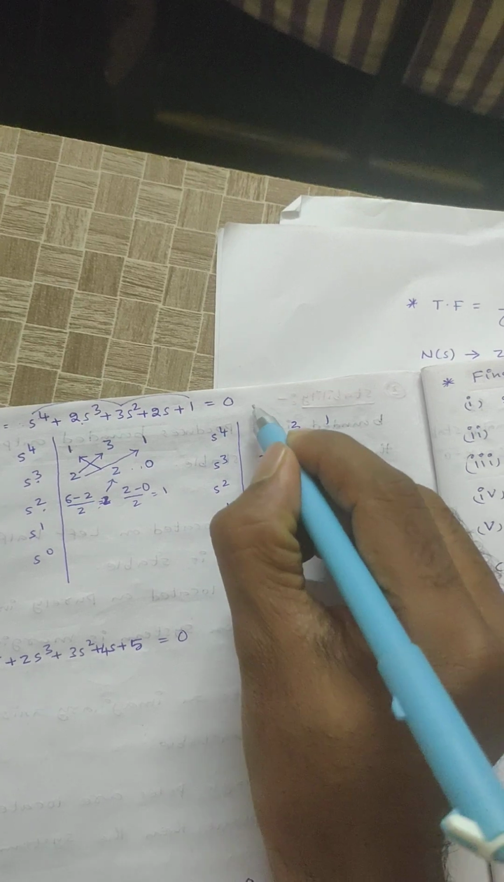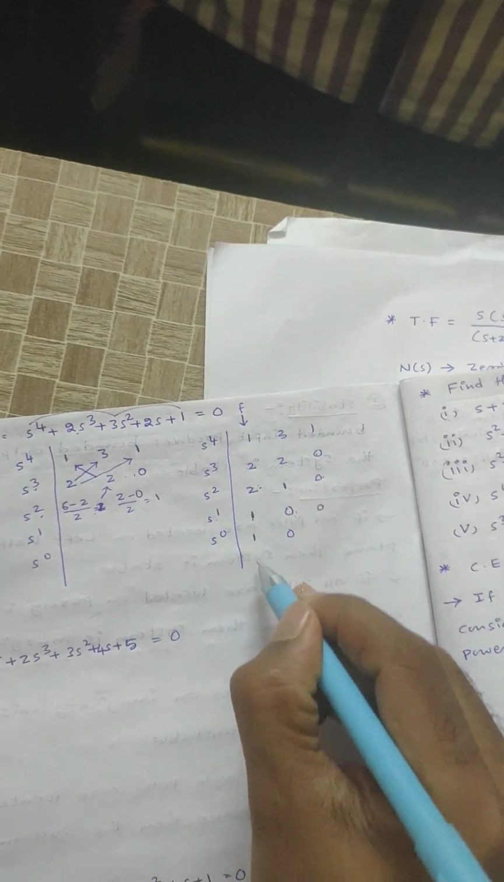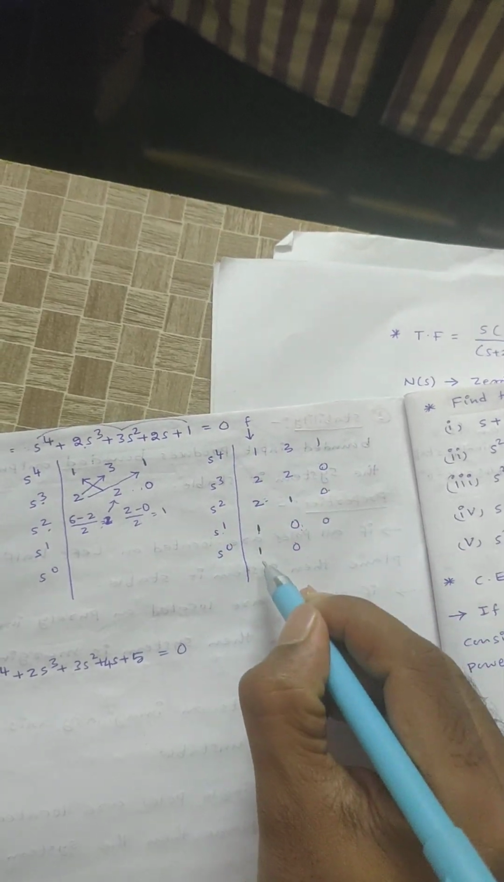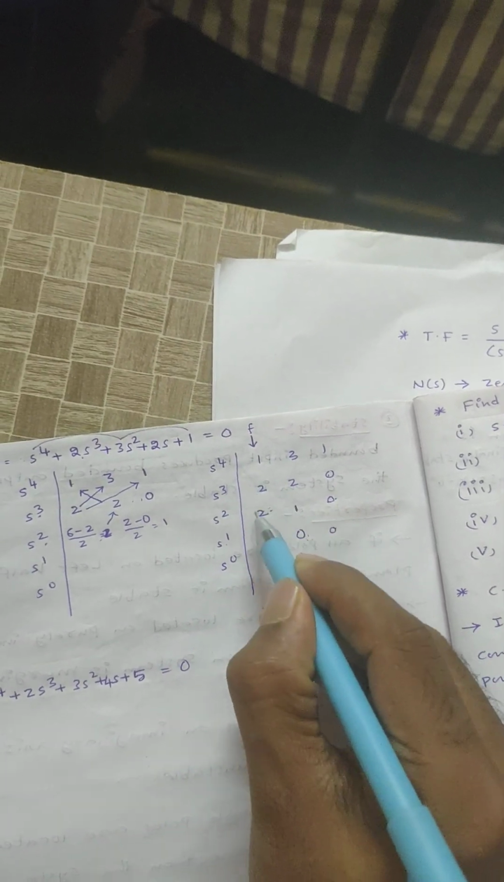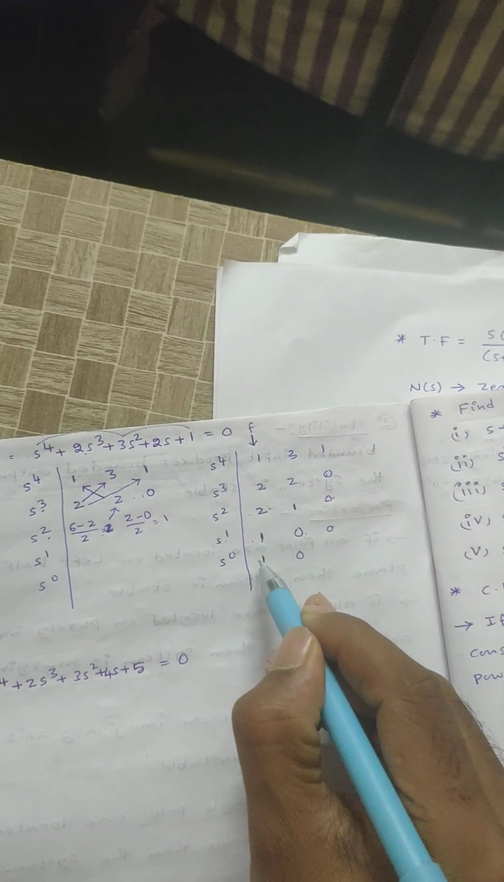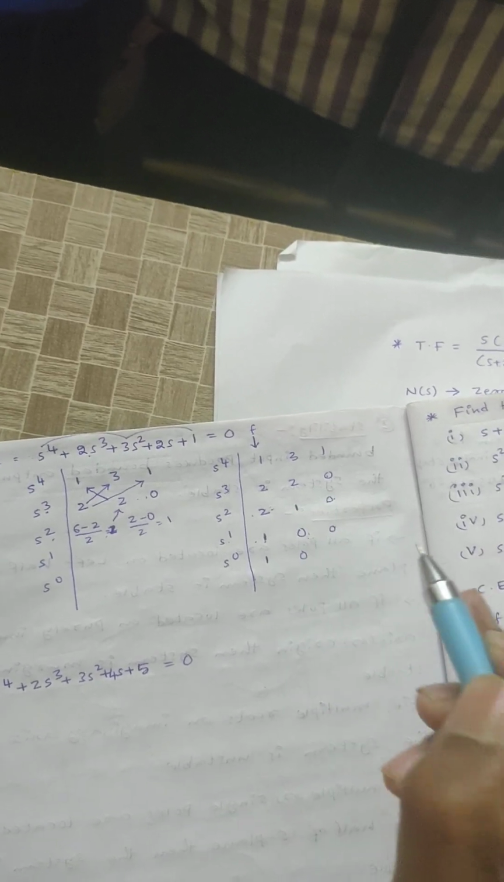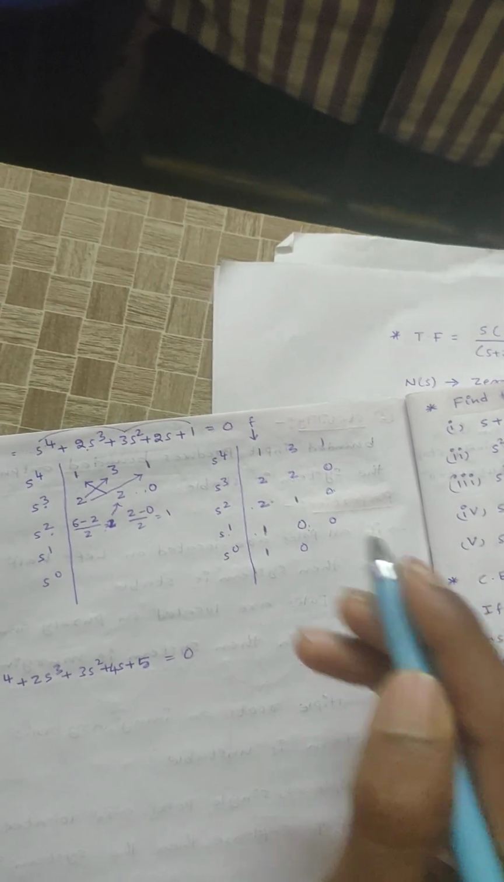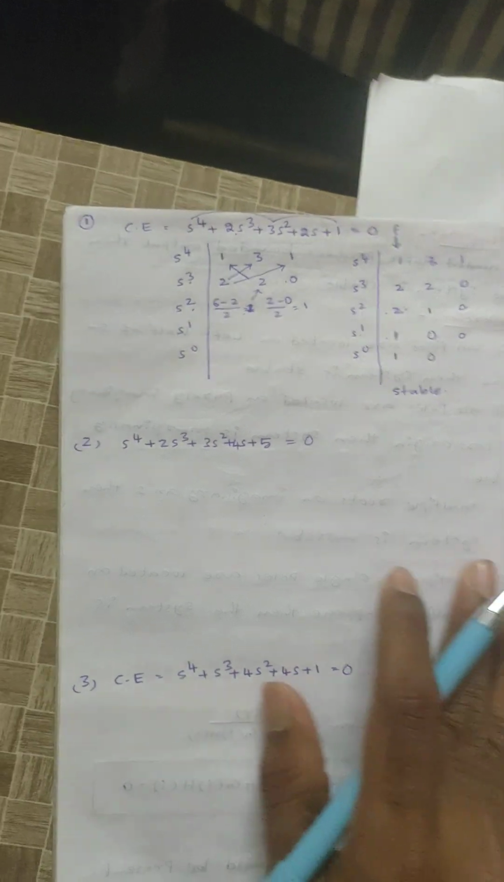Okay. To find out the stability, see here, this is the first column, right? All coefficients of the first column should be positive. There is no sign change, right? This is positive, this is positive, this is also positive, this is also positive, and this is also positive. That means all poles are located on the left half of the S plane only. Then the given system is a stable system. Okay, in this way we can find out the stability.